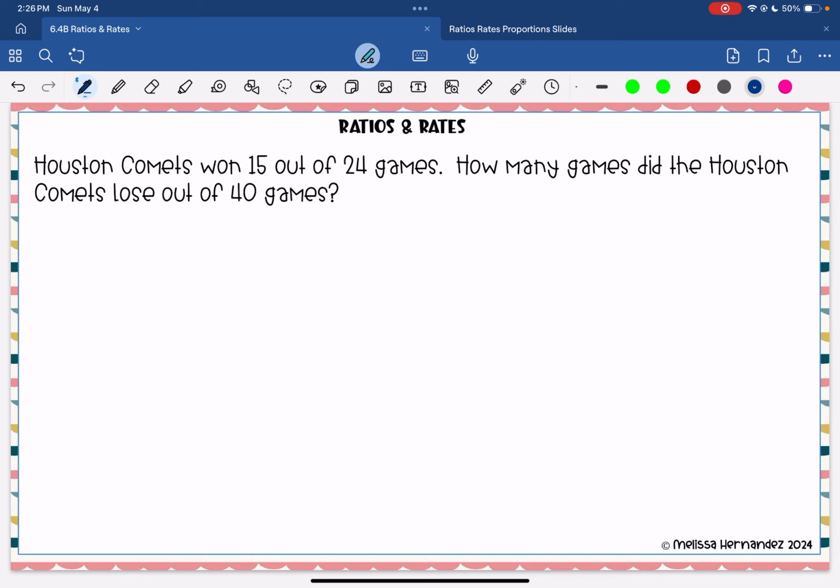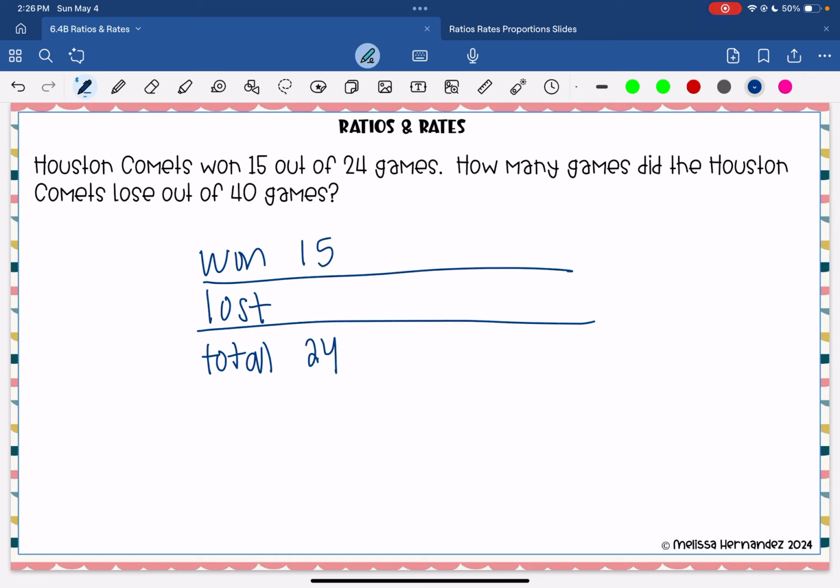All right, so this question tried to trick us. So if they won, I'm going to set up won for the games they won, and then I'm going to include lost, and then total. So if they won 15 out of 24, they want you to figure out that 9 were lost. They don't tell you that, but if they won 15, then the rest they lost. However, we want to get to 40 total. So that means 40 can only go in the total section, which would be here.